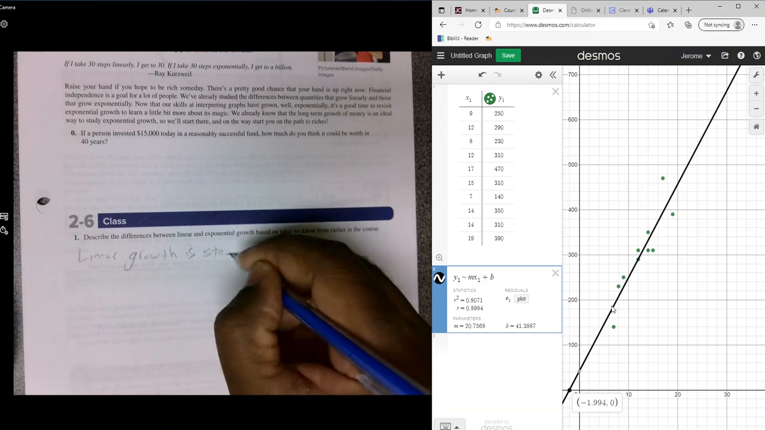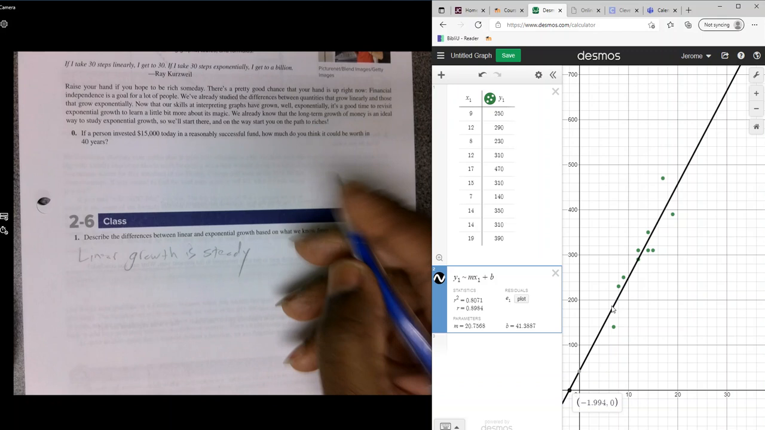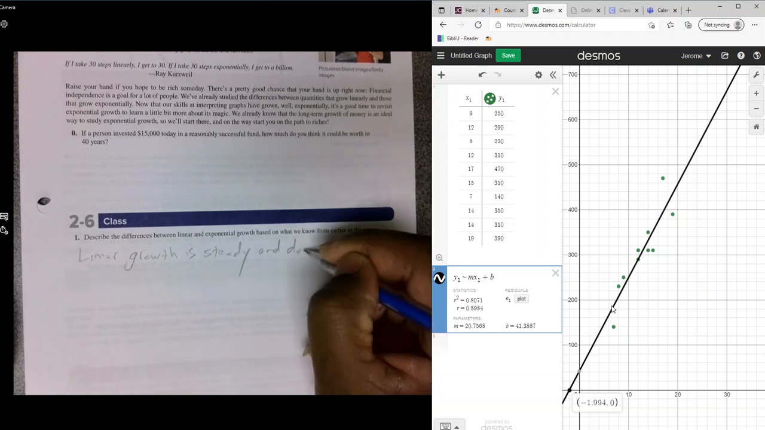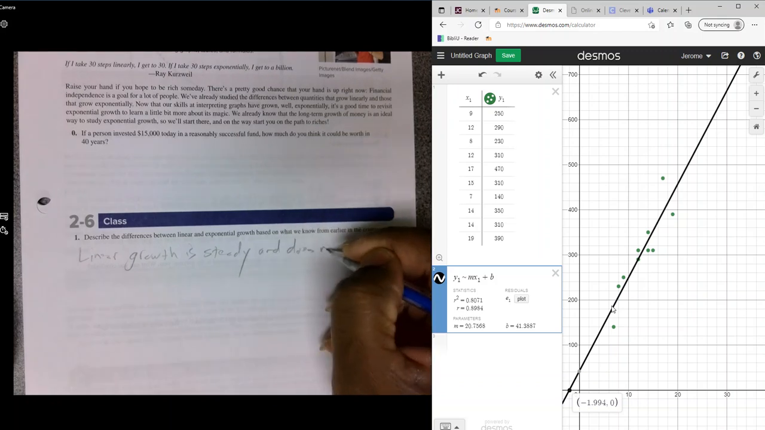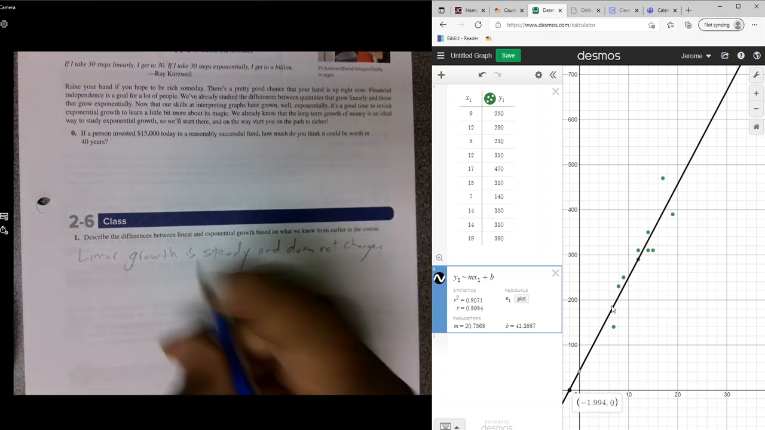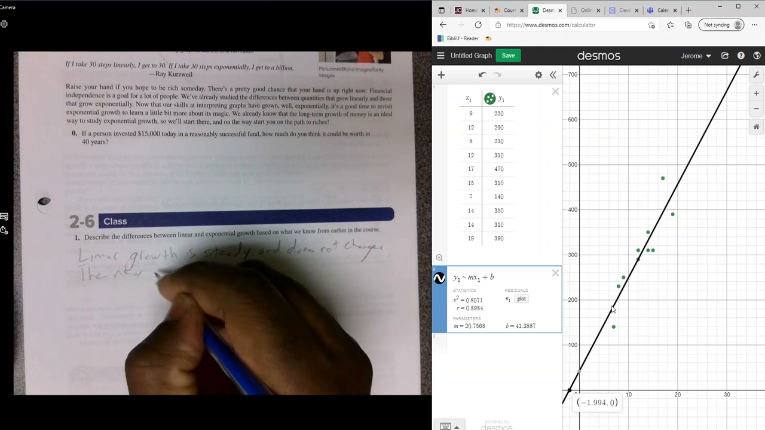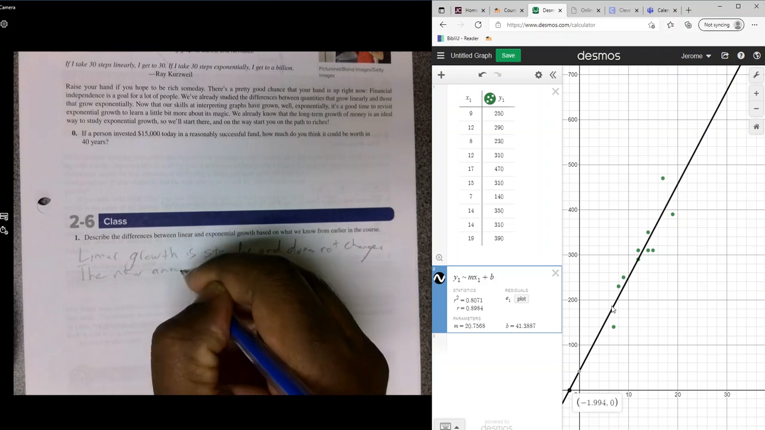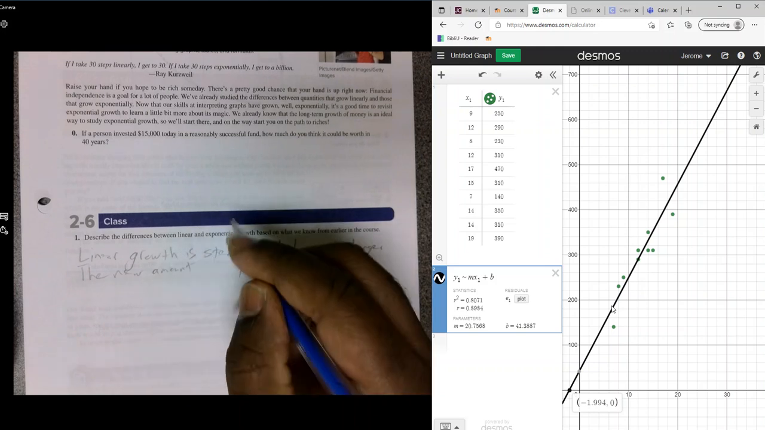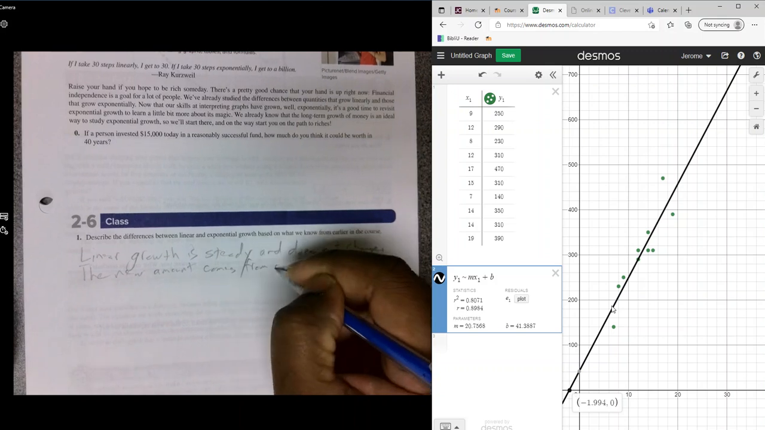Now, just to get a little bit more descriptive, with linear growth the new amount comes from adding the same amount each time.